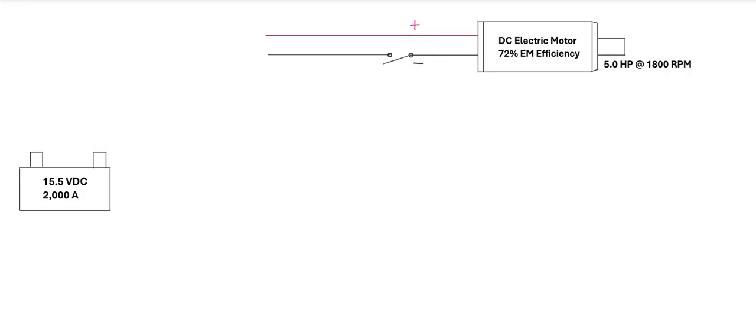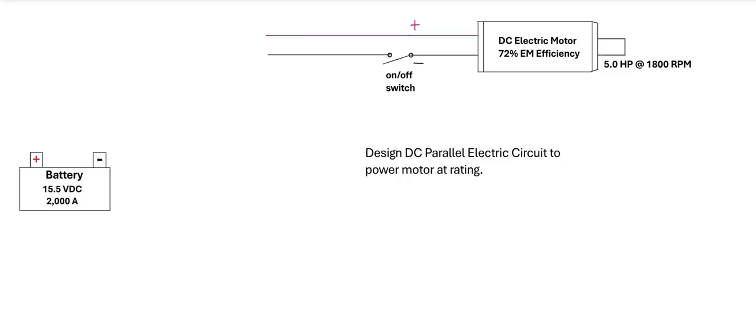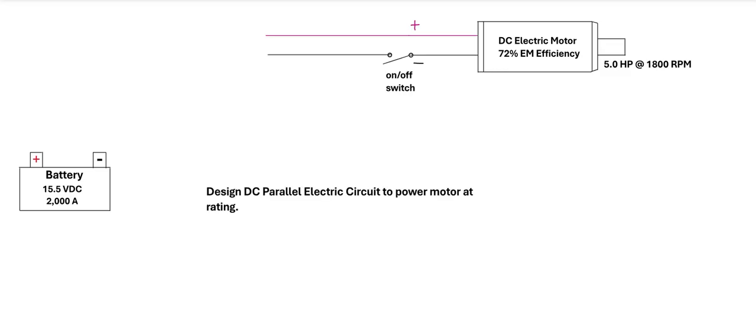So in this presentation, we are going to cover DC electrical circuit design. In this case, we're working on designing a DC parallel electrical circuit to power this motor at its specified rating. We have a 5 horsepower rating at 1800 RPM at the motor's output drive. So that is the mechanical power.